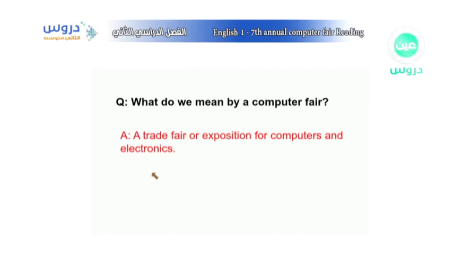Mr. Ali, I can't speak English, Arabic language. Sorry for that. You see, a trade fair or exposition for computers and electronics. A place where you show or display many things to people in one place. You see?